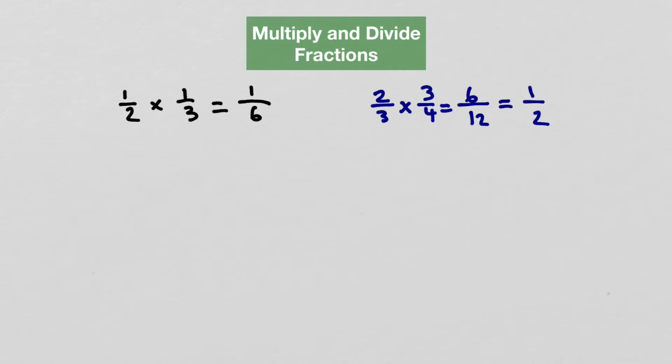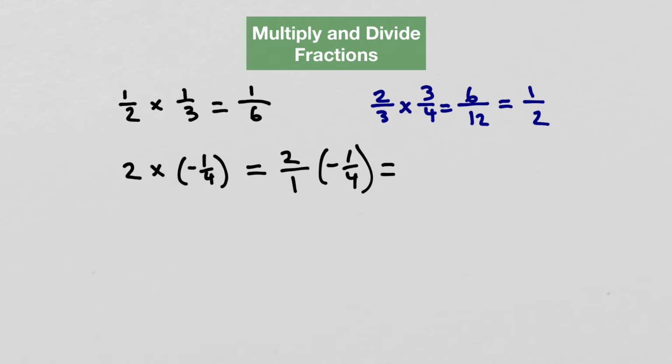Okay, now let's throw in a whole number and a negative number. Let's say that we have 2 times -1/4. Okay, so we need to do something about the whole number first. So we're going to rewrite the whole number as a fraction. So 2 is equivalent to 2/1. Okay, and we're going to multiply that by -1/4.